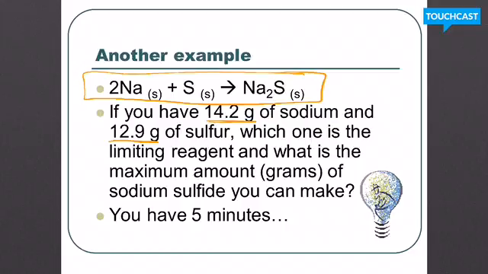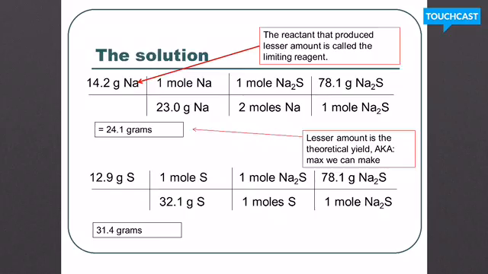And then you'll want to notice that they want to know what the maximum amount of sodium sulfide you can make, and they want that to be in grams. So after you do a mole-mole ratio, you need to convert that final moles into mass. All right, so that's the strategy. So pause the video right here, take your time. You will be starting 2 problems, one for the 14.2 grams of sodium and one for the 12.9 grams of sulfur. Take your time, pause the video. Don't move on until you tried to do this by yourself.